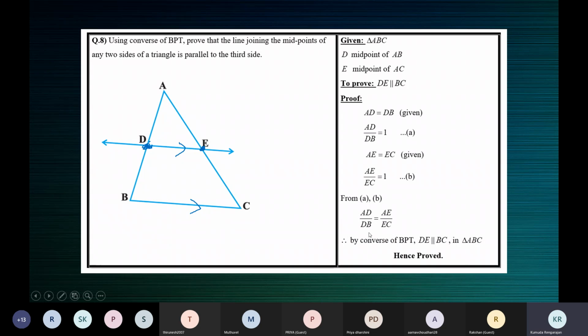We've got a new proportion now. AD by DB is equal to AE by EC. So by converse of BPT, DE is parallel to BC.